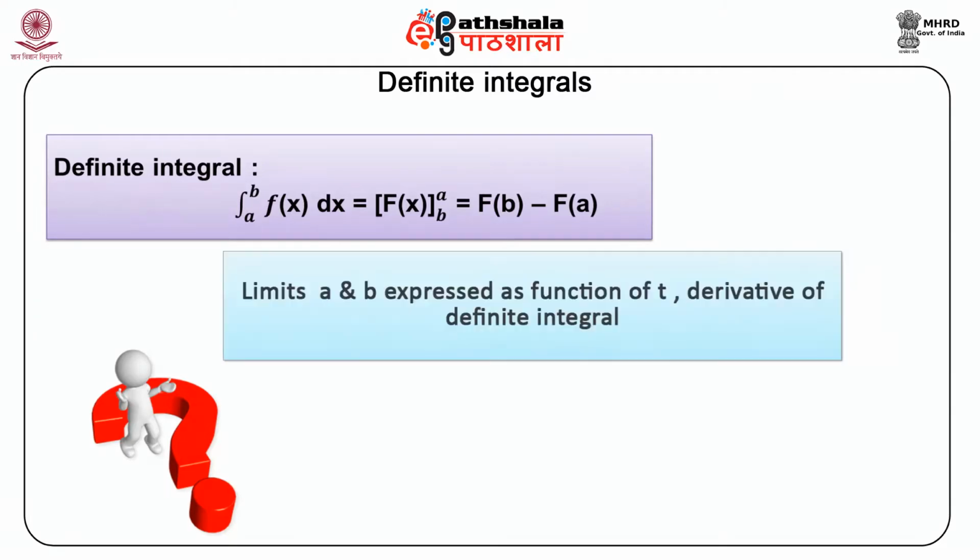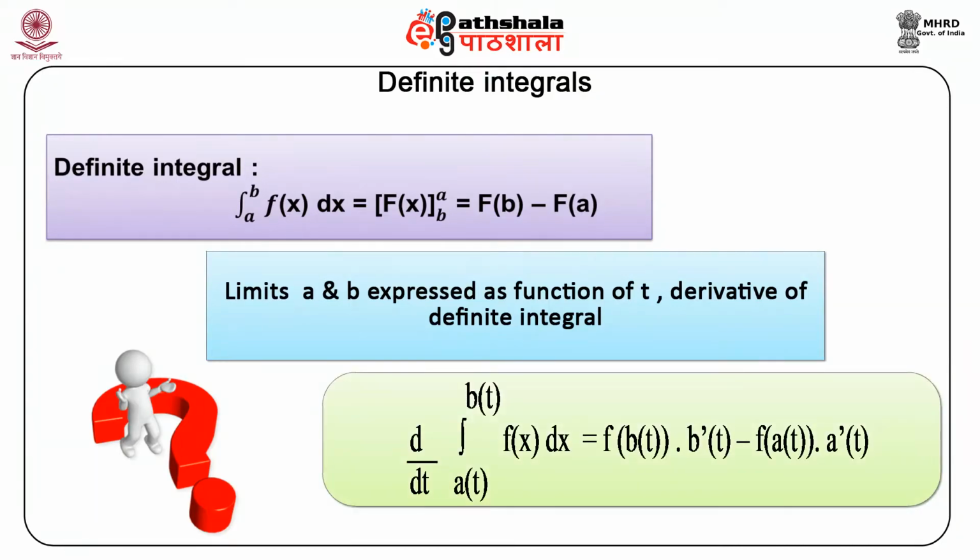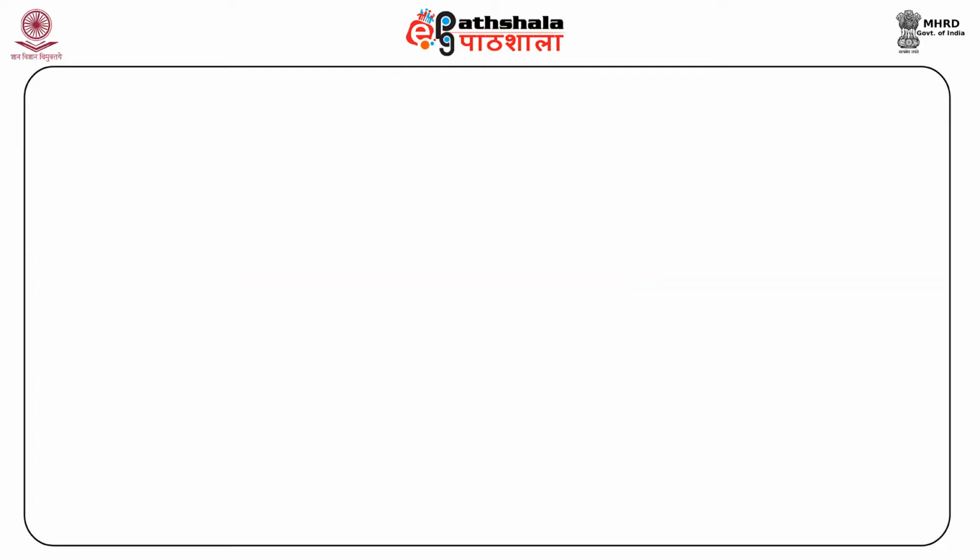However, if the limits a and b are expressed as functions of t, then the derivative of the definite integral is written as d/dt of the integral from a(t) to b(t) of f(x) dx, which is equal to f(b(t)) into b'(t) minus f(a(t)) into a'(t).